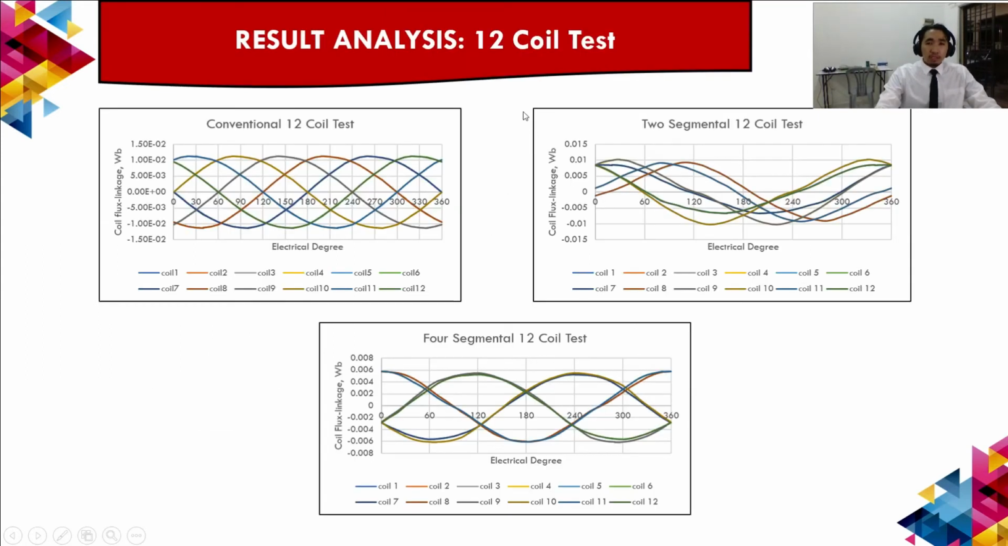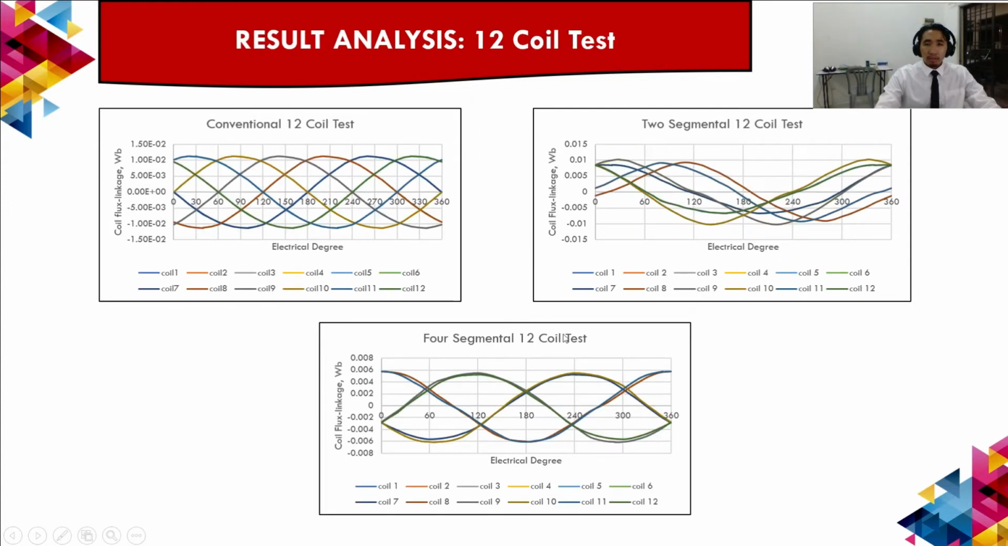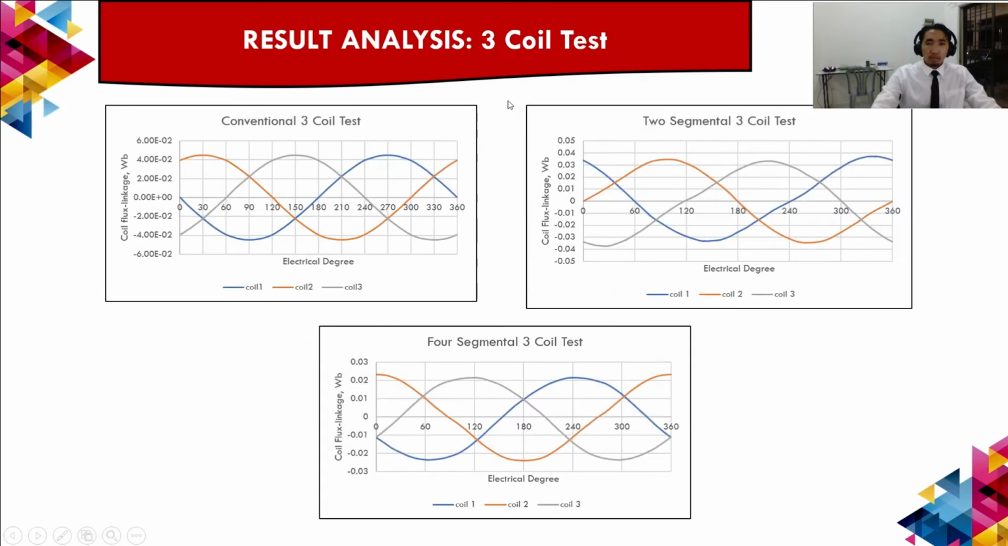For the result analysis, we have 12 coil arrangement tests, and in this analysis, we run the simulation and we must get the waveform like this. After that, we see the most same pattern, and we can arrange it to become 3 coil tests. In 2 cemented and 4 cemented, the pattern is not the same, but we take the close pattern and we combine it to become the 3 coil test.